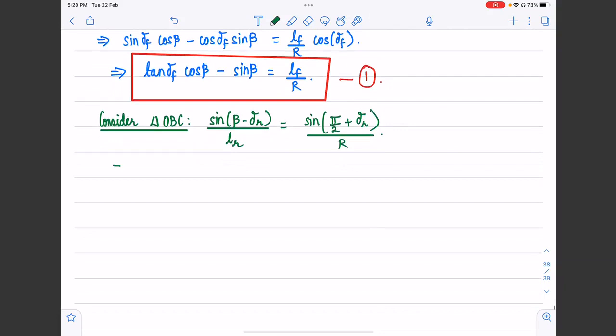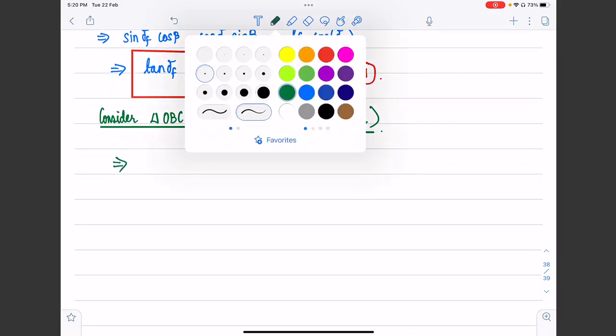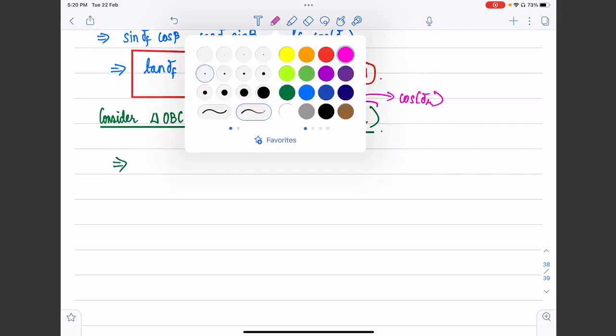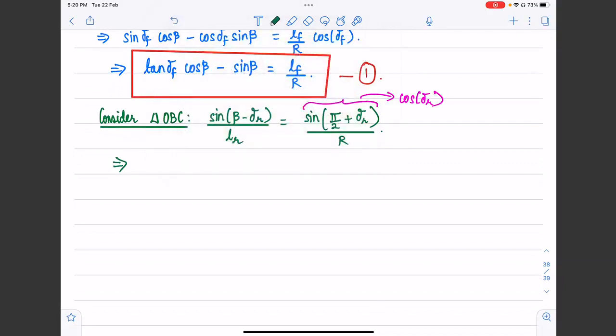So from here we can once again see that sine of (pi/2 plus theta) is going to be cos theta. So this is going to be cos of delta R. We simplify this. Once again, we write the expansion for sine of A minus B. So sine of (beta minus delta R) is going to be equal to sine beta cos delta R minus cos beta sine delta R. That's going to be equal to LR divided by capital R cos delta R.